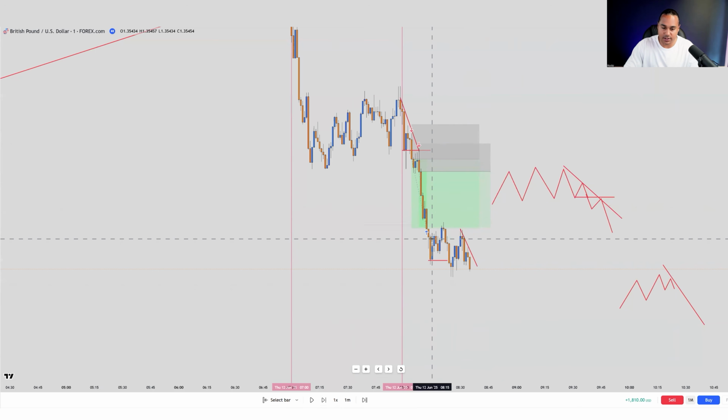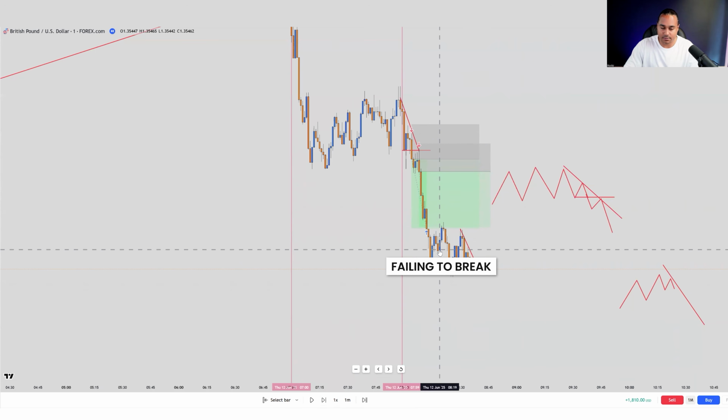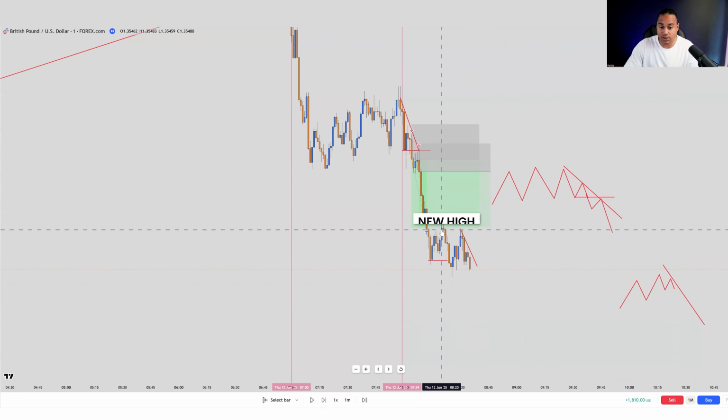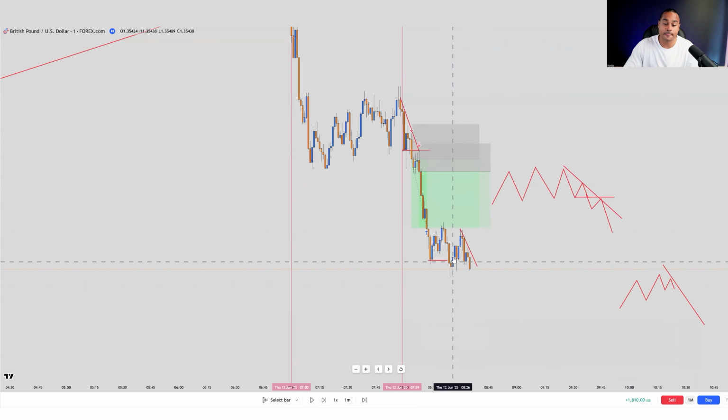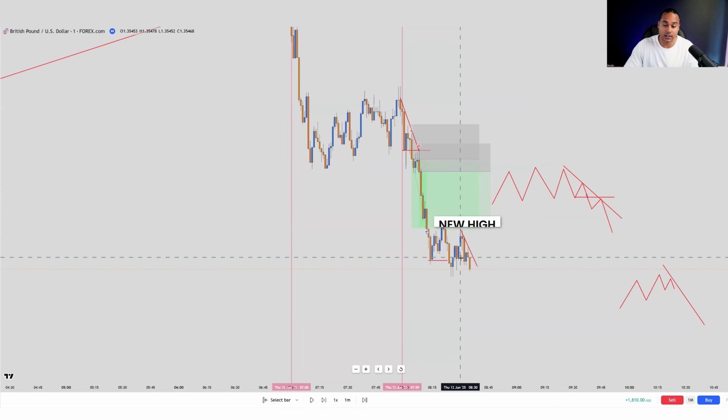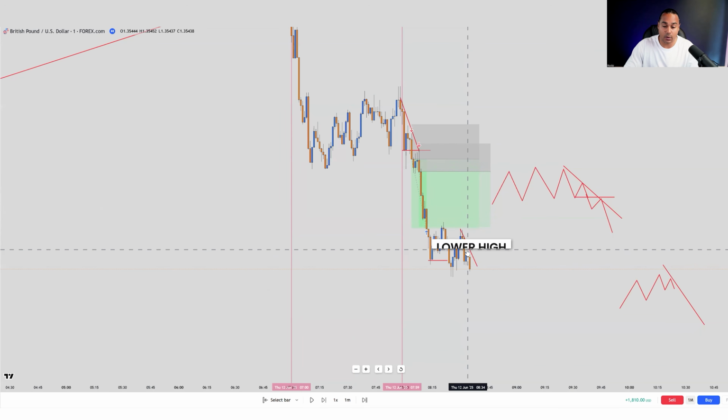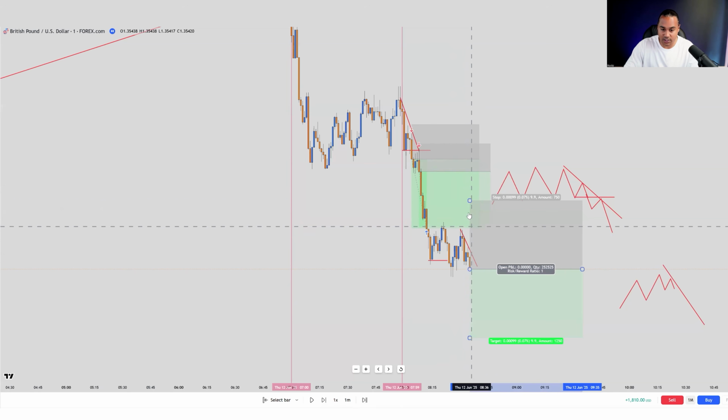Here is our sentiment shift. We go from being bearish to lower high, to failing to break, to making a new high, which is now bullish. We make a new lower low. Here we make a new high. This is our lower high, new high. This is our structural low, lower high in anticipation for price to continue bearish. And again, we have another entry here.